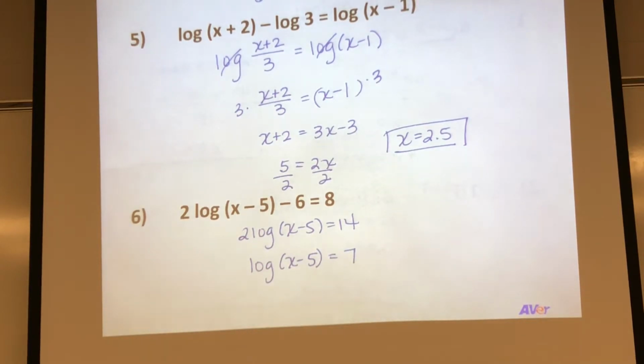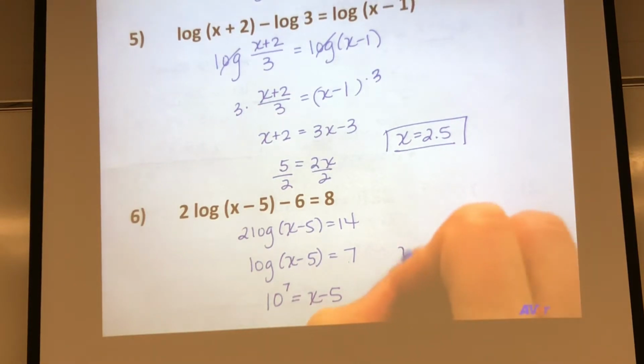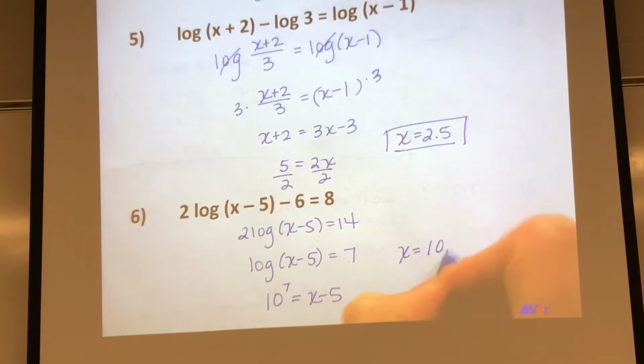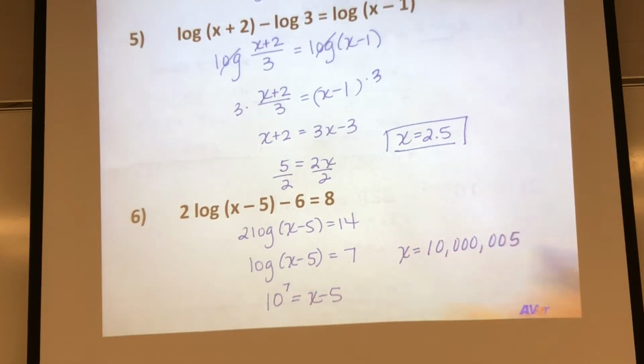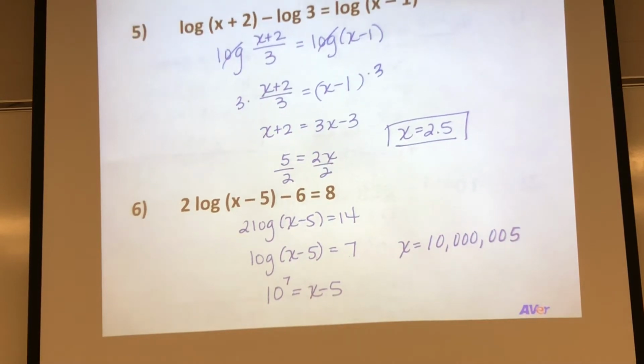Now we're going to switch forms. Since it's in log form, that means we switch it to exponential form. So to switch to exponential, we have to know the base. When the base isn't here on a log, that means it's 10. 10 to the 7th power equals x - 5. To get x by itself, we're going to add 5. 10 to the 7th power means a 1 with 7 zeros normally, but in this case, since we're adding 5, it's 10,000,005.